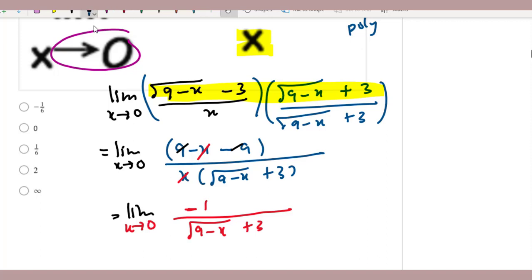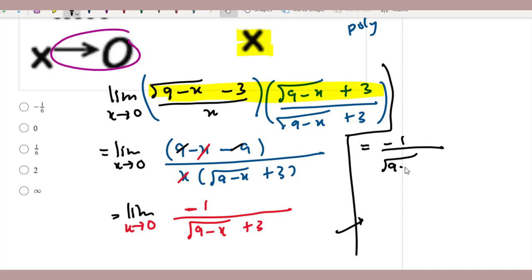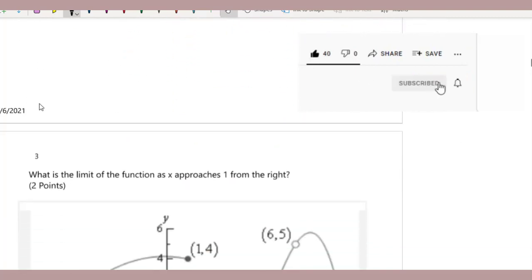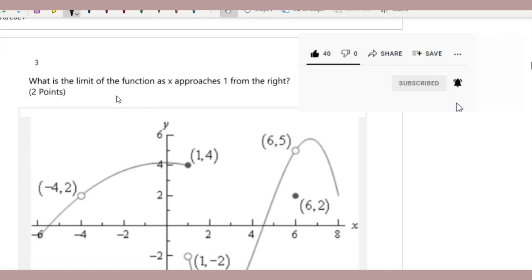And the next step, substitute 0 here. Negative 1 over square root of 9 minus 0 plus 3. Negative 1 over square root of 9, which is 3, plus 3. And then the answer is negative 1 over 6. The answer is negative 1 over 6 here. Okay, settled for number 2.